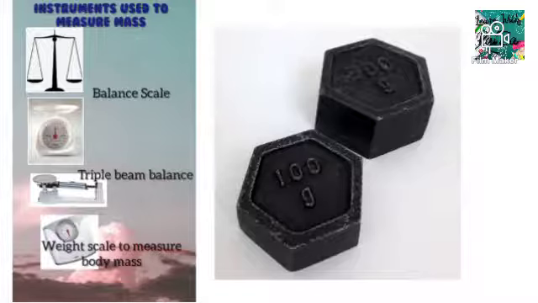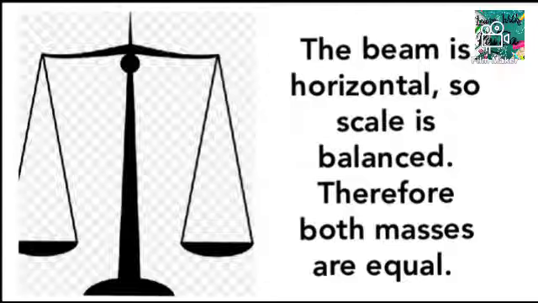And can you see on the right hand side what is there? They are the weights that are used to measure the mass of the object. We keep that weight on one side of the scale and the object on the other side of the scale, and it says the weight of the mass. Let's see how. Okay students, now see here the scale is there. Can you see the beam is horizontal? Why is that? Because the scale is balanced.